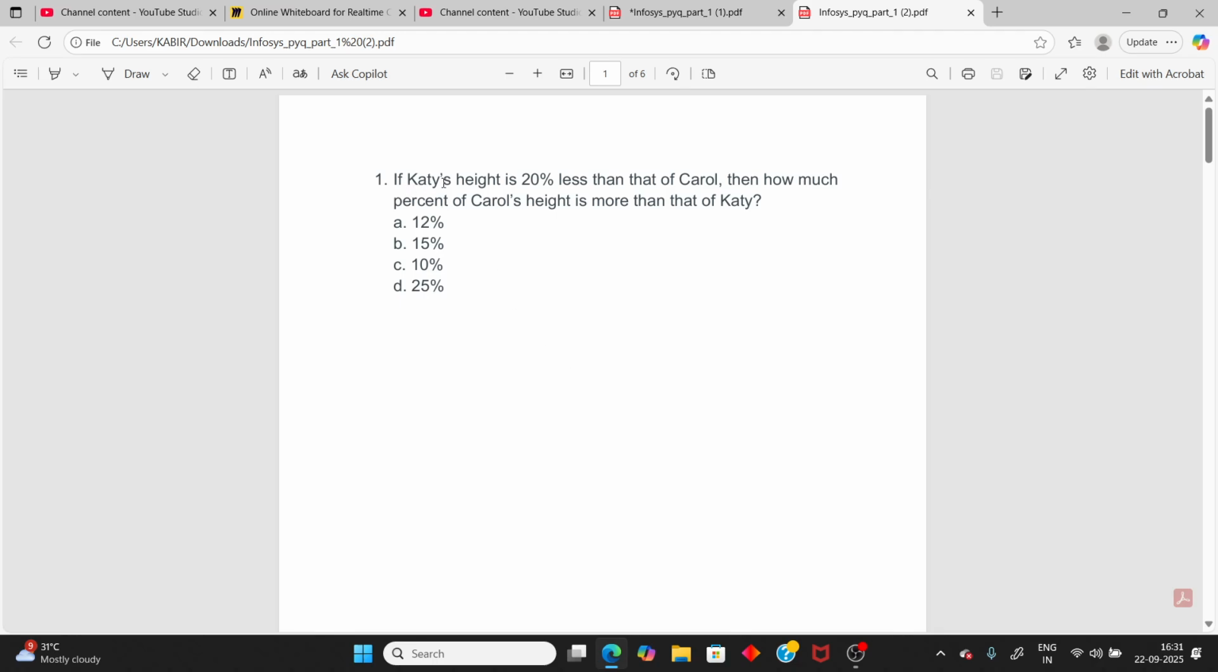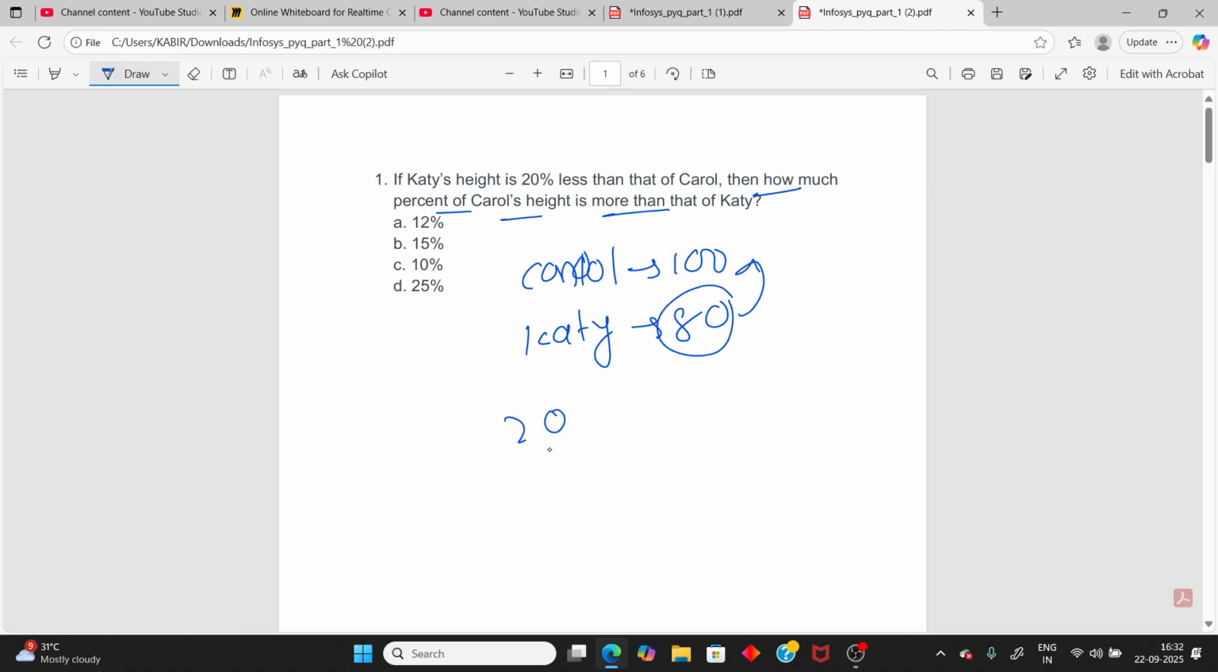If Katie's height is 20% less than Carol's, I'm taking Carol's height as 100, or you can take X also, but I'm taking 100. If Carol is 100, Katie being 20% less means it should be 80. Then by what percent is Carol's height more than Katie's? How much more than Katie? It is 20. The base is actually Katie now. Base Katie, and out of 100, how much? You need to find the percentage. 20 over 80, and cancel out, 25. So the answer should be 25%.